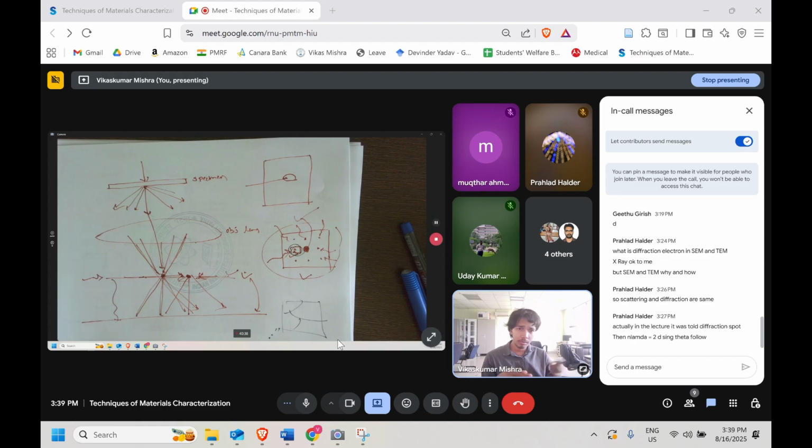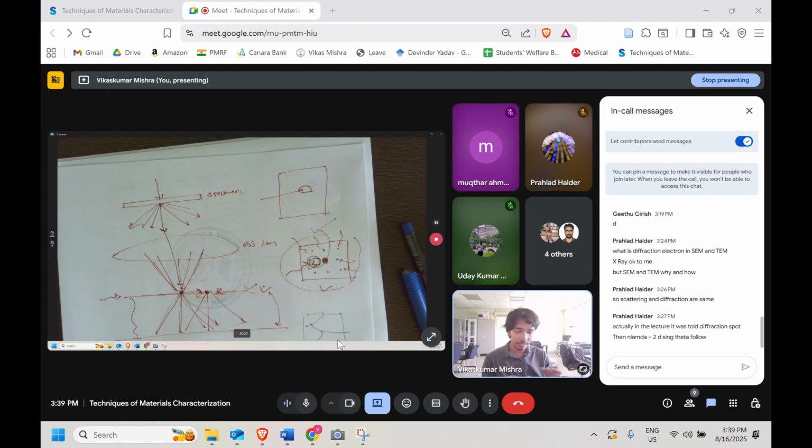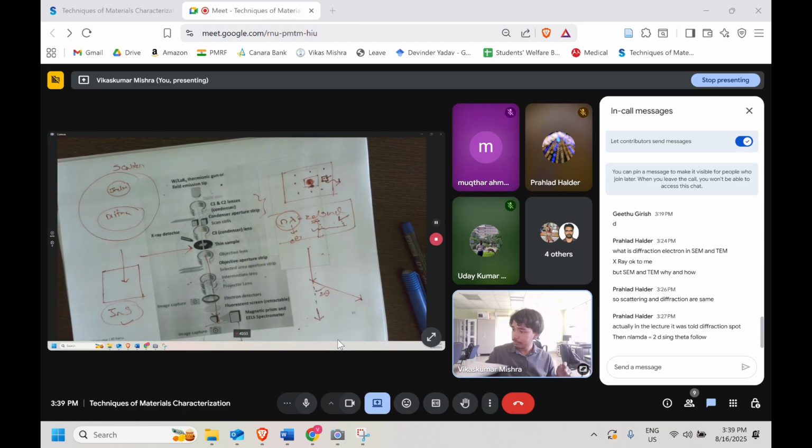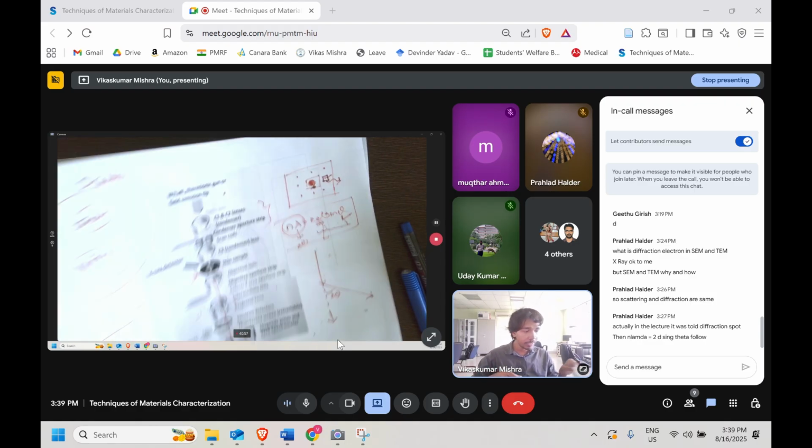Okay, so since the mass thickness contrast is coming due to the scattering itself, right? The phenomenon of mass thickness contrast is not due to diffraction, but it is due to scattering. Okay, so this was the entire thing, and it was a very good discussion. I liked it. Okay, guys, any doubt? Let me know. If not, we'll move ahead to the next question.